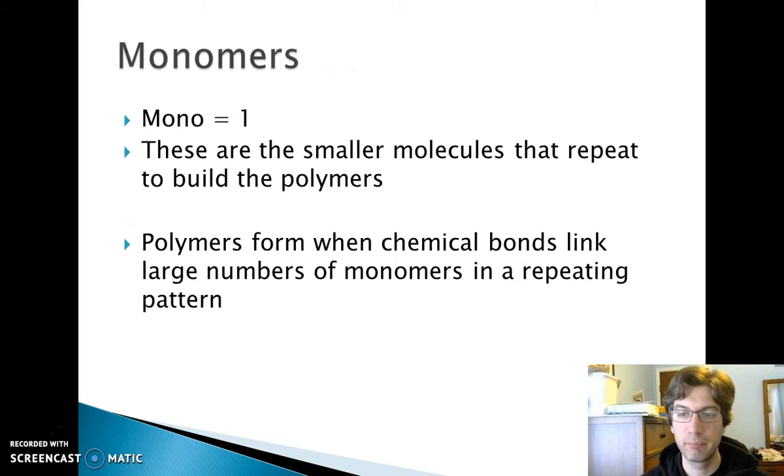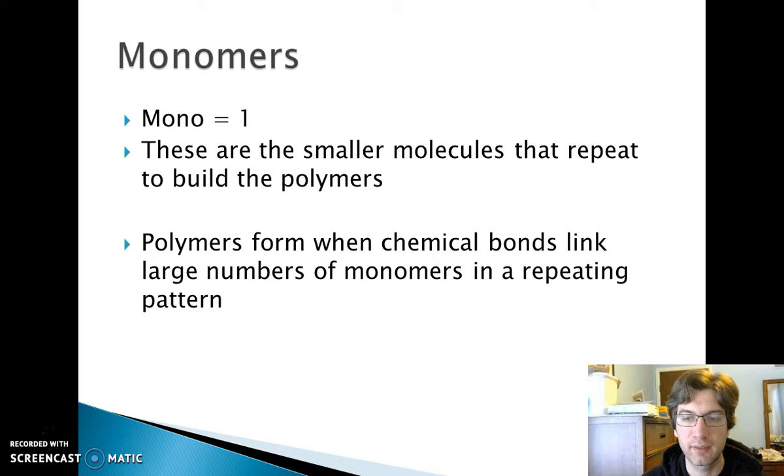Again, your polymers are made up of individual molecules that go in a repeating pattern. Those molecules, those individual ones that repeat, are called monomers. So poly meaning many, mono meaning one. So monomers are the single blocks that go together to make your polymer. Whenever you combine them, you form your polymer in your big long chain.